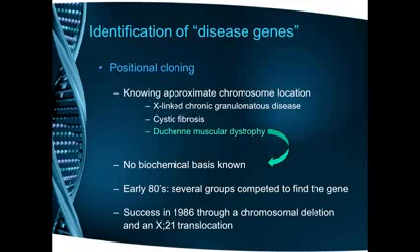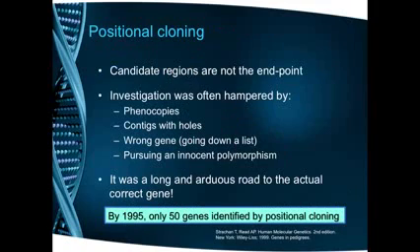And I'm using Duchenne muscular dystrophy just as an example. No biochemical basis of the disease was known at all. And then in the early 80s, several groups started to compete to find the gene. And it wasn't until 1986 that both groups almost simultaneously, through different breakthroughs, found the gene. One was a chromosomal deletion in the patient, and the other patient had a translocation. And that's how they were actually finding the dystrophin gene, or the DMD gene that encodes dystrophin.